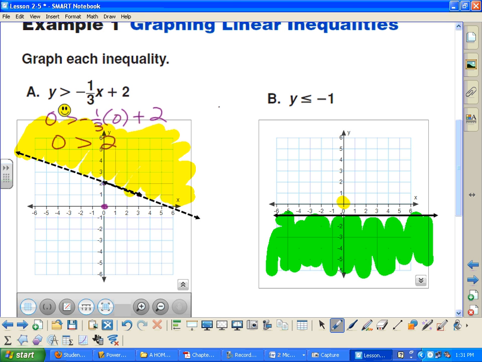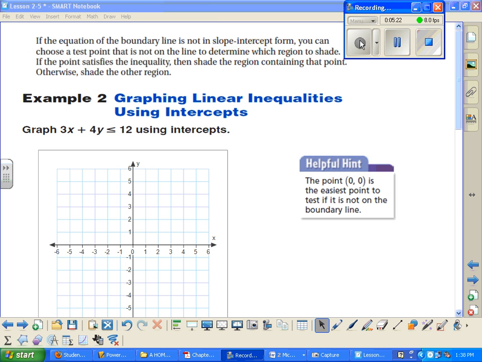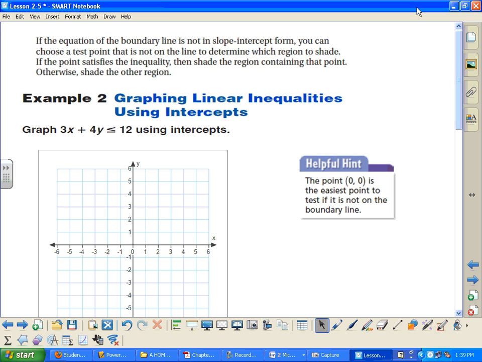So basically all this is, we're looking at graphing lines, determining whether it's going to be dotted or solid, and then determining whether we're going to shade above the line or below the line. Okay, using intercepts to draw the lines, to do the graphs, and then to do the shading.